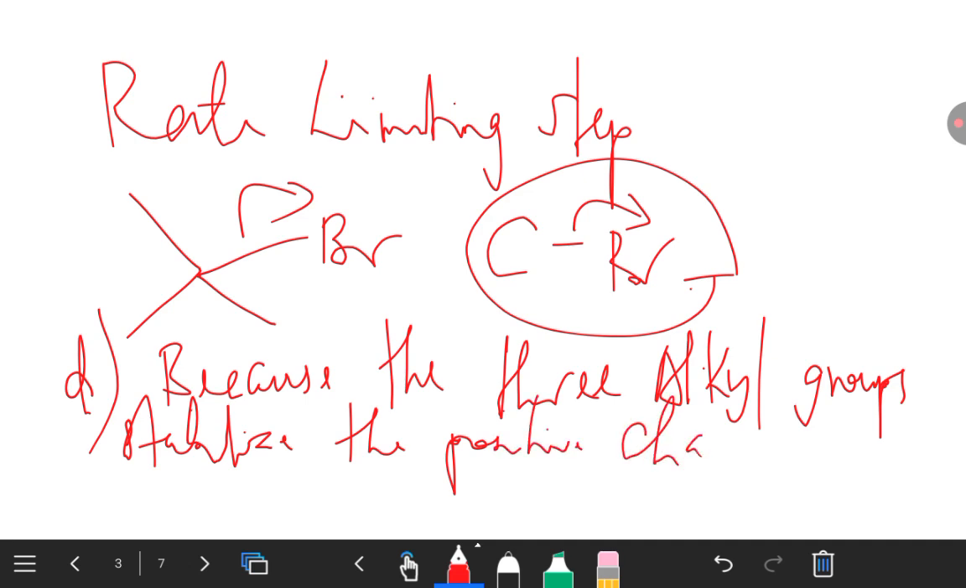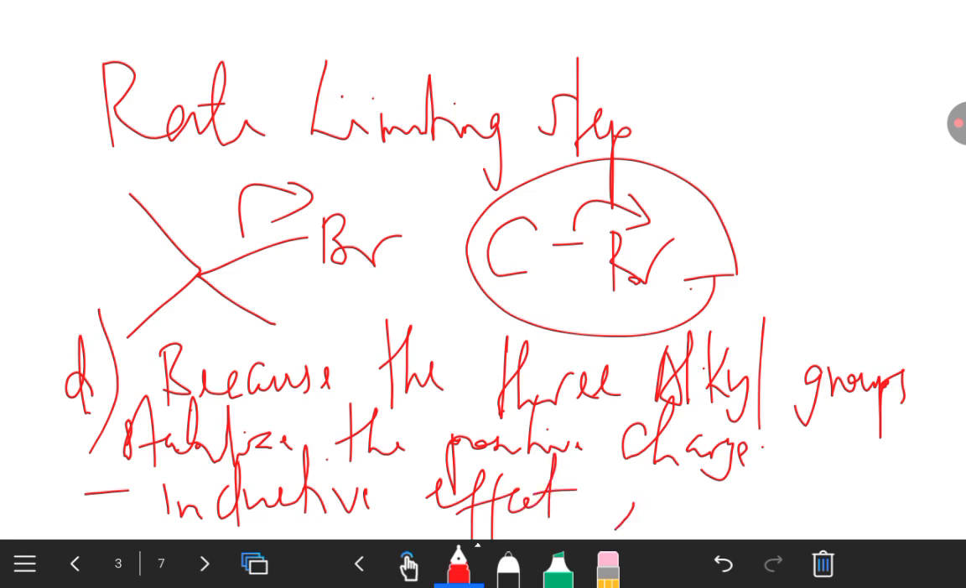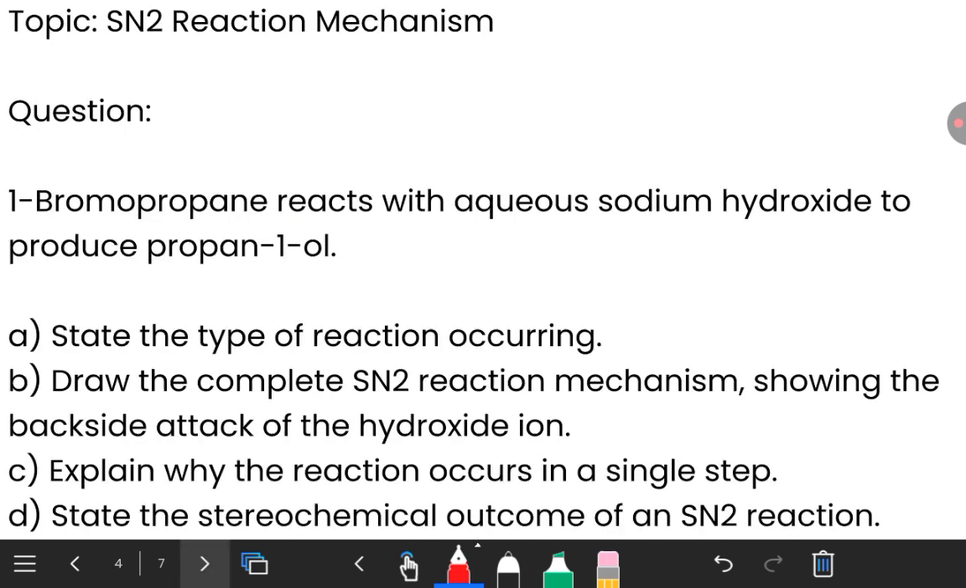Okay, they're able to stabilize the positive charge, and this happens by what is known as inductive effect, and also what is known as hyperconjugation. So that is what we need to understand there. Now let's move on to the next question.